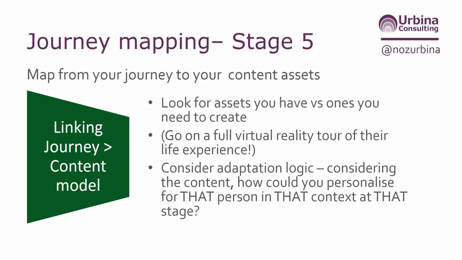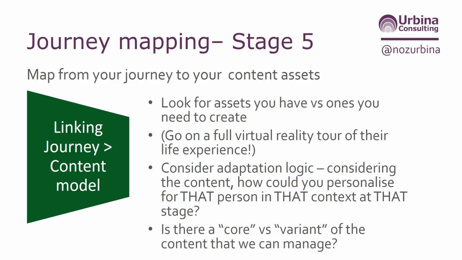Once you have that level of detail, then you can come back to your content model and say, okay, if we have to adapt in those ways, then we're going to have to add metadata here, we're going to have to add structures there, and so on. For efficiency, you want to be thinking, is there a core versus variant? Do you have a base of information which is for most people most of the time, and you can just manage some little changes? That's the most efficient if you can do that. If you can't, you might have to do something more sophisticated.